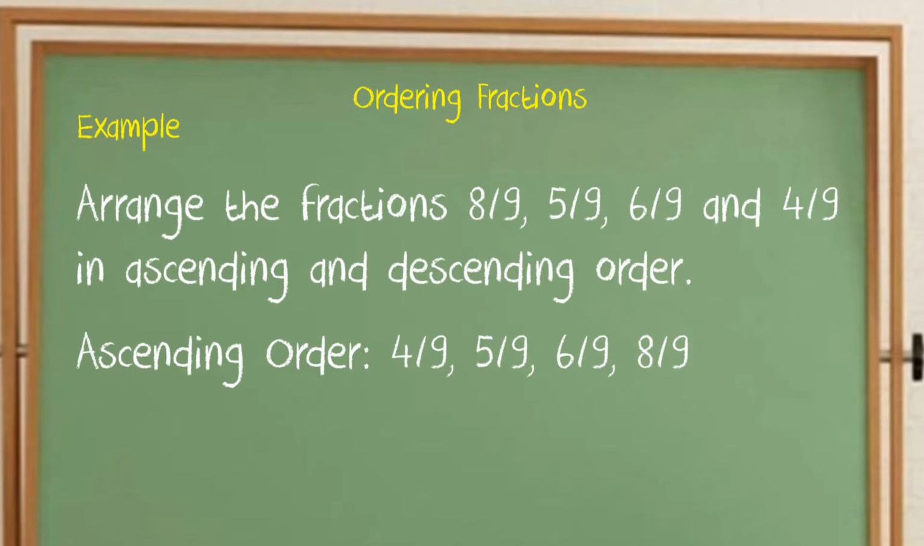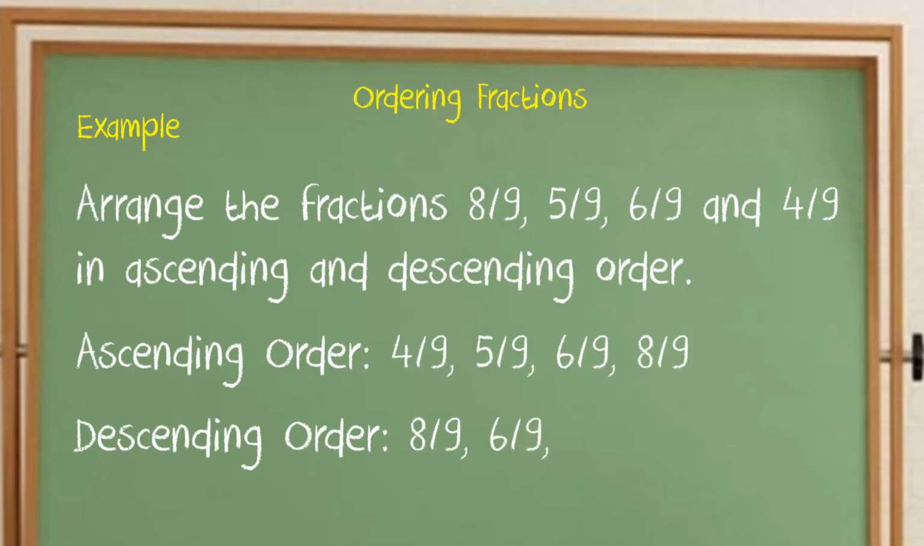Now we're going to order them in descending order. And we said the descending order is coming from greatest to smallest. So the greatest fraction there would be 8/9. Go on. 6/9. Go on. 5/9. And finally, 4/9. Very good, boys and girls. You did an excellent job.